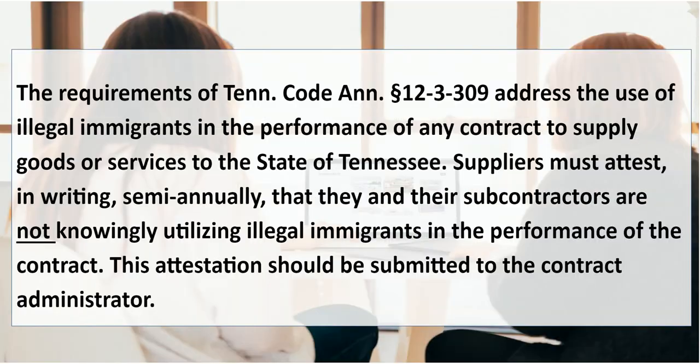The requirements of Tennessee Annotated Code Section 12-3-309 address the use of illegal immigrants in the performance of any contract to supply goods or services to the state of Tennessee. Suppliers must attest, in writing, semi-annually, that they and their subcontractors are not knowingly utilizing illegal immigrants in the performance of the contract. This attestation should be submitted to the contract administrator.